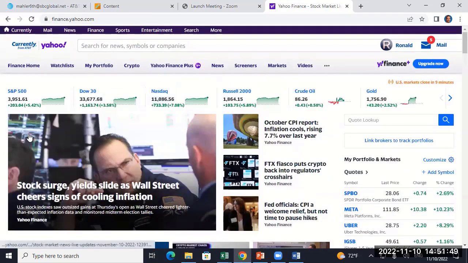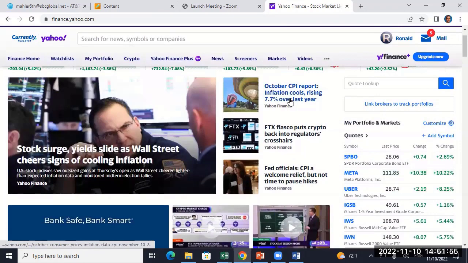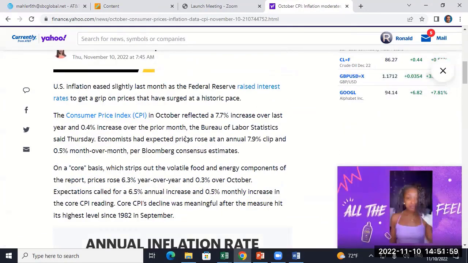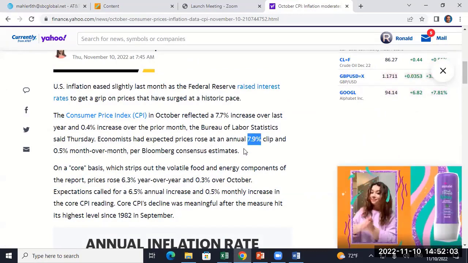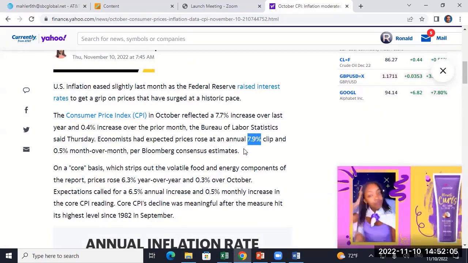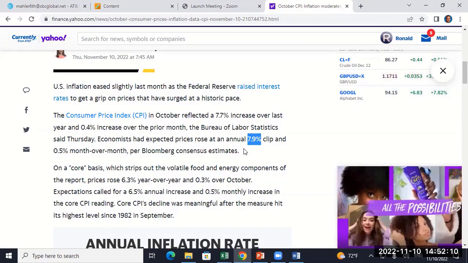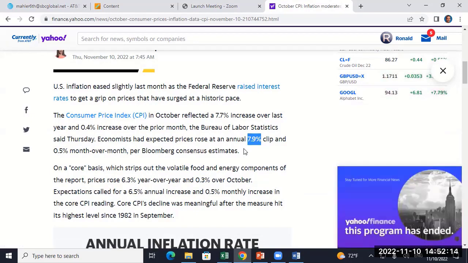What were the expectations though? I don't know about that. I didn't look at the expectations. 7.7% is a pretty big number. Economists expected 7.9. So what is the stock market telling us? 7.7 is great. No, we just finally got good news. So they're like, any good news is massively good news. And so, yeah, that's good.